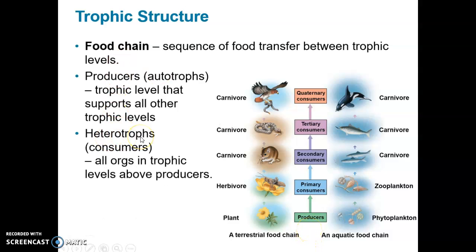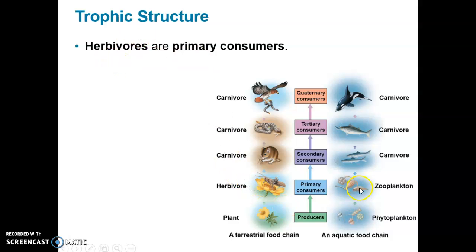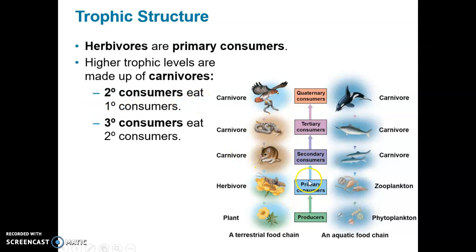And then the heterotrophs, hetero meaning different, are the consumers. And so this is all the organisms in the trophic levels above the producers. So herbivores are the primary consumers. Higher trophic levels are made up of carnivores. A secondary consumer, so this two not means secondary. So the secondary consumers eat the primary consumers. Then the tertiary consumers eat the secondary consumers. And the fourth level quaternary consumers, if there's any around, will eat the tertiary consumers, and so forth.